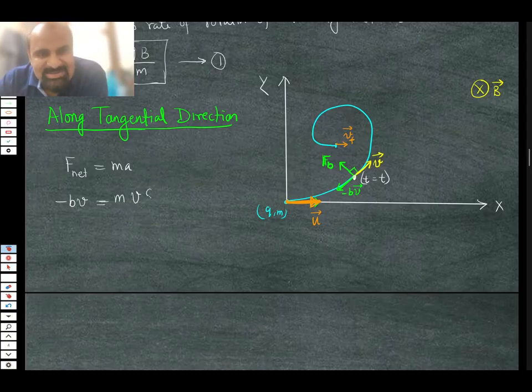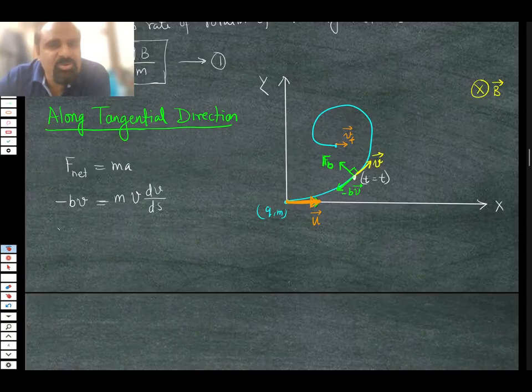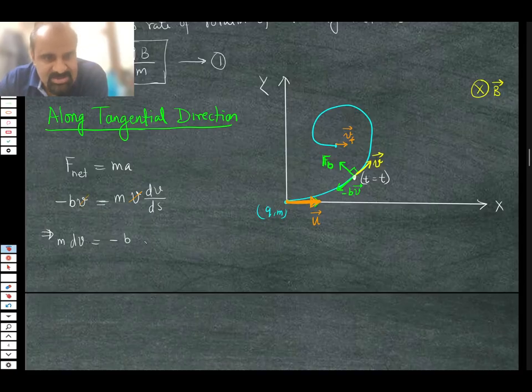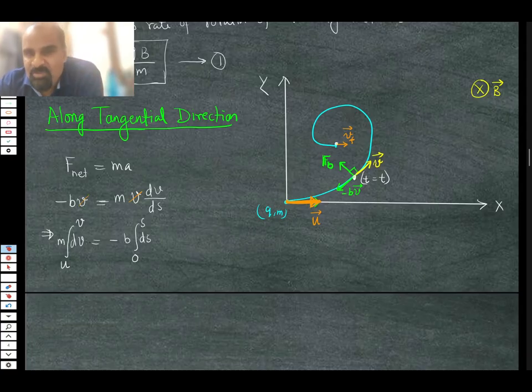Okay. So I'm going to write acceleration as v dv by ds. We'll get there, don't worry. Then this v will get cancelled, and you get m dv is equal to minus b ds, and we can put the integration sign. When displacement was 0, velocity was u. When displacement was a general s, velocity is a general v. I'm going to write general v. We'll see what happens later.